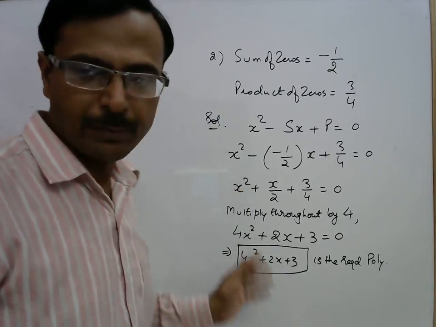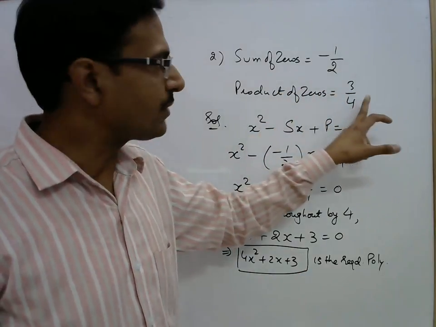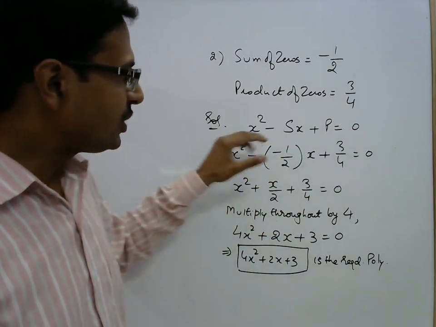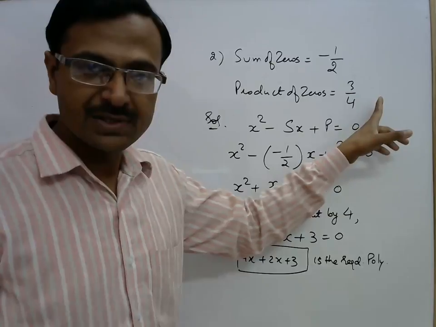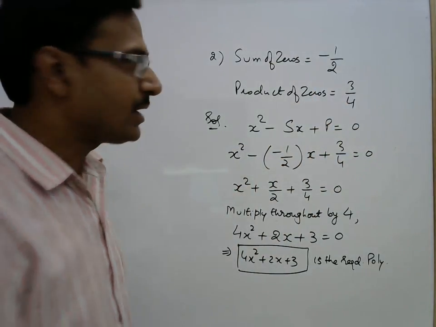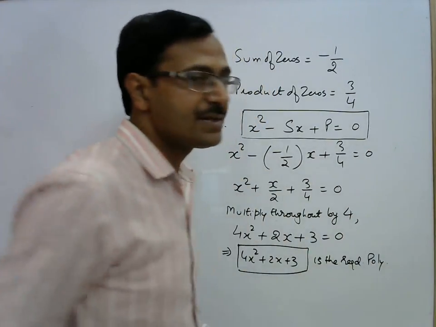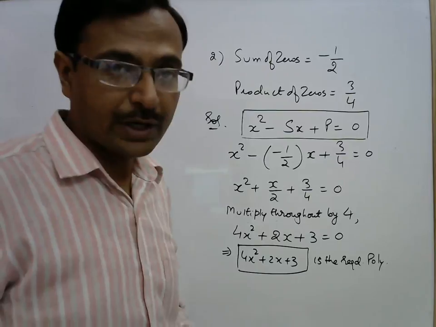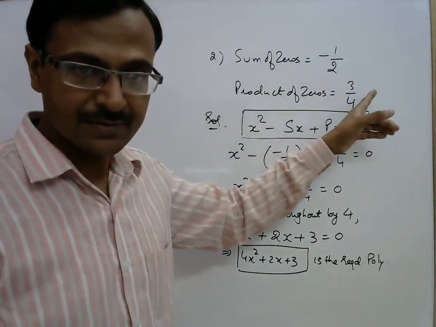Anmol, if you want me to repeat, you can see it again here. Sum of zeros is given and product of zeros is also given. Now we need to find a quadratic polynomial whose sum of zeros is this and product of zeros is this. So what we have done is we have first written the concept x square minus sx plus p equal to 0. This is the way how we find a quadratic equation whose zeros have this sum and this product.